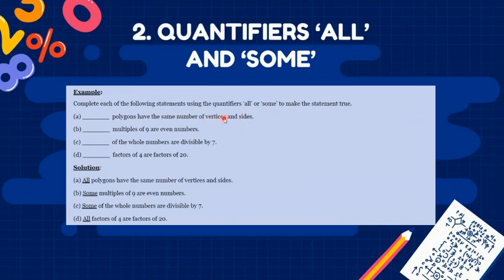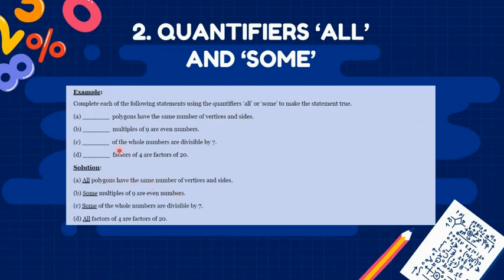So if we recall all the polygons, like we have pentagon. Pentagon consists of 5 sides and also 5 vertices. The next one is hexagon. Hexagon has 6 sides and 6 vertices, and it goes on. So if we go one by one, we can see that all of these polygons have the same number of vertices and sides. So the quantifier that we're going to use is all, to indicate that all of the polygons have the same number of vertices and sides.